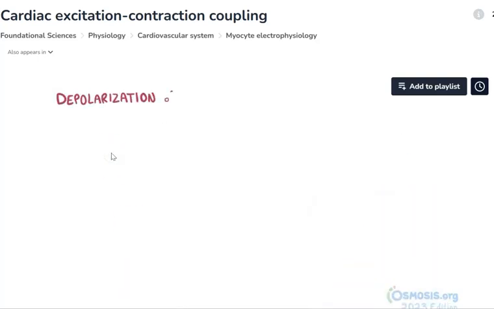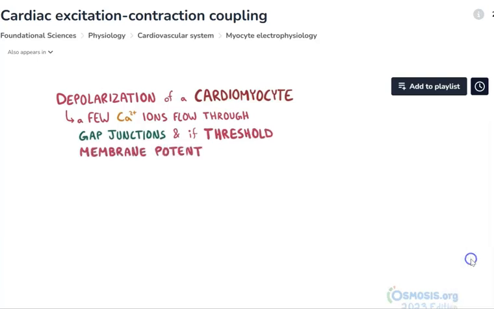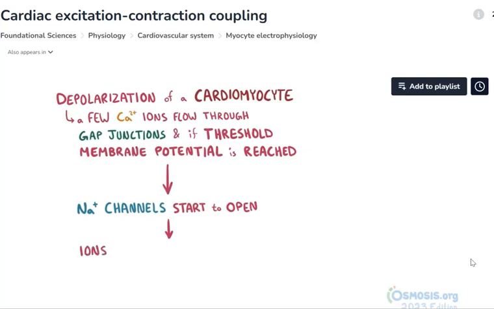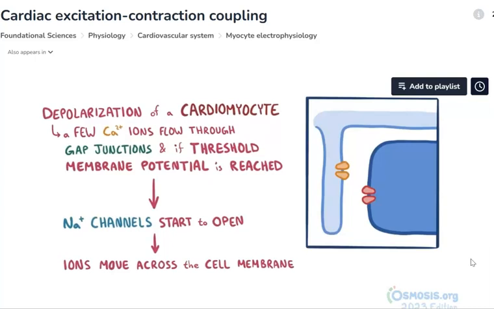When a depolarization wavefront hits a cardiomyocyte, a few calcium ions flow through gap junctions. And if a threshold membrane potential is reached, then sodium channels start to open up. If there's a depolarization, then ions start to move across the cell membrane, and that's where the T-tubules play a key role. During the part of the cardiomyocyte action potential when calcium ions flow into the cell, the presence of T-tubules helps bring calcium deep into the cell.